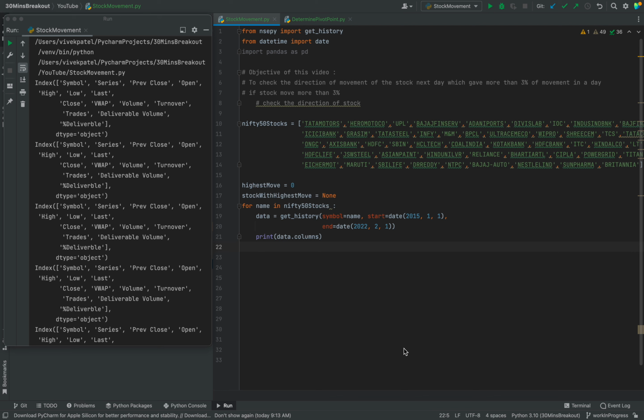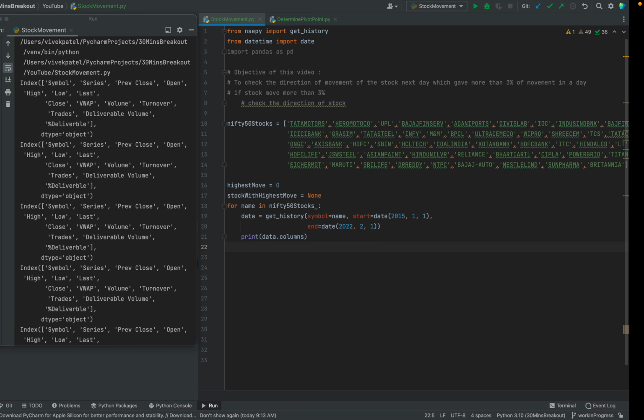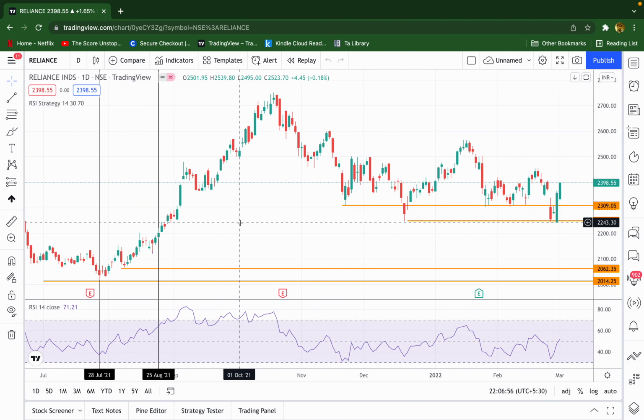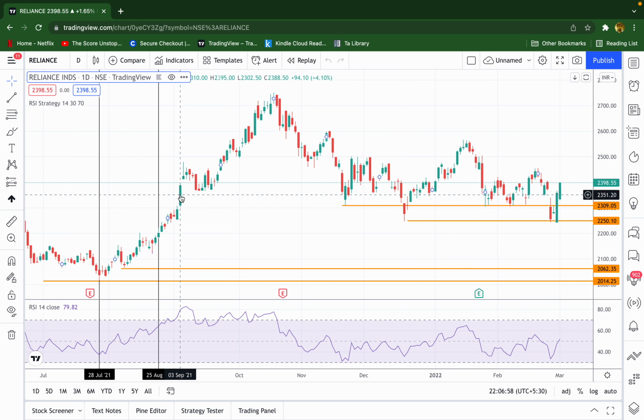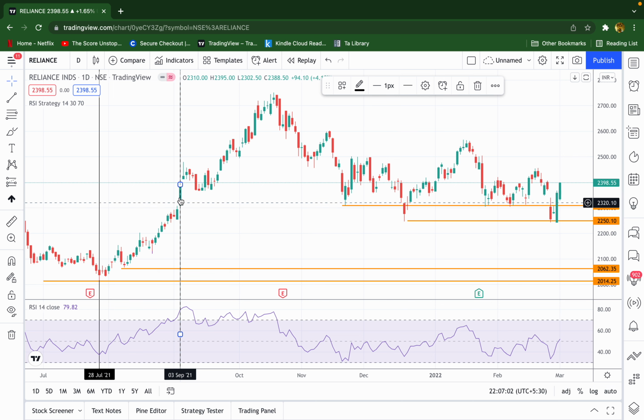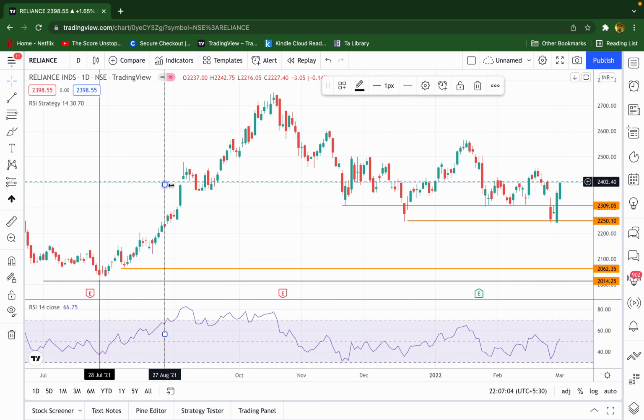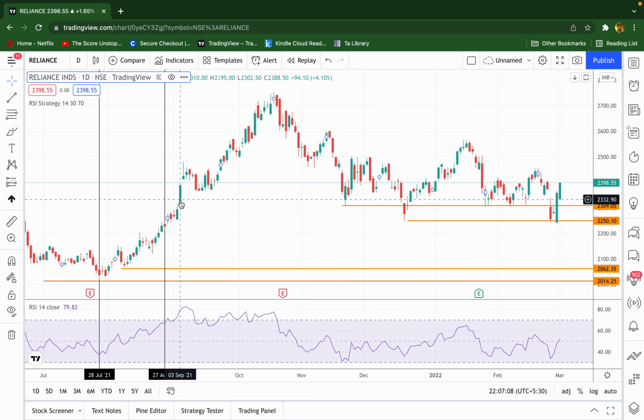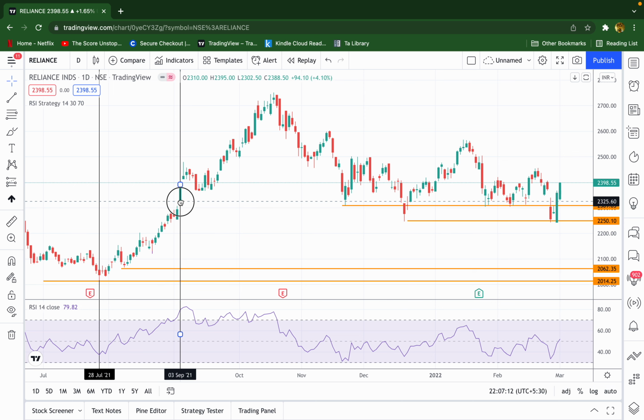The direction of stock movement next day, which gave more than 3% of movement in a day. So for this, let's move on to the chart. So here we can see, in this candle price has moved up, and in the next day you can see price again moved up. So in this candle probably it's looking like it has given more than 3% of movement.